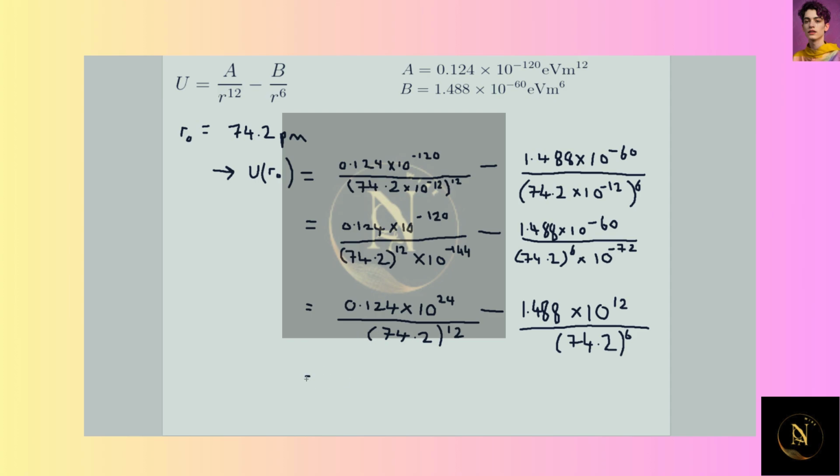Putting all of that in comes out as minus 4.46 electron volts. Now, because it's a separation energy, we actually don't need the minus sign there. It's going to be a positive value. So the final answer will be 4.46 electron volts.